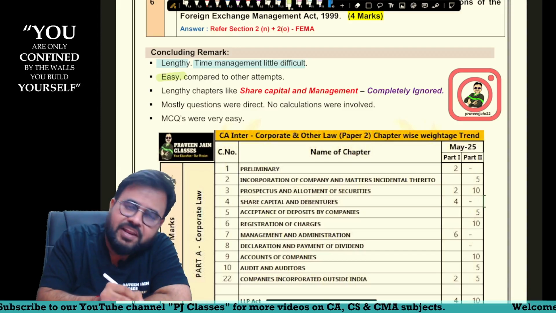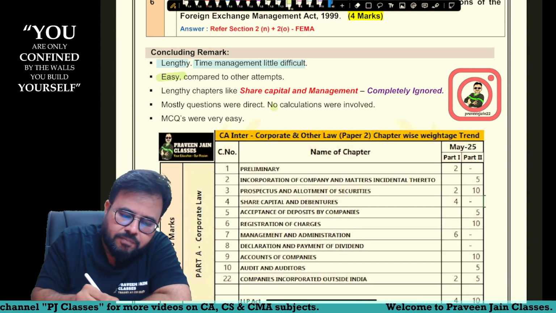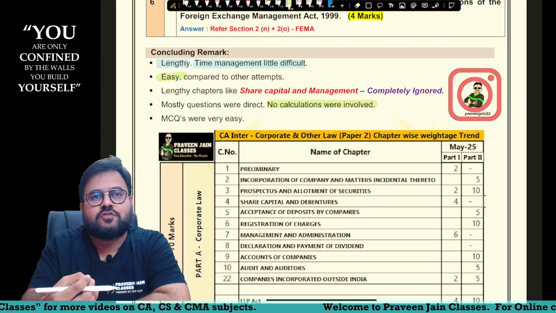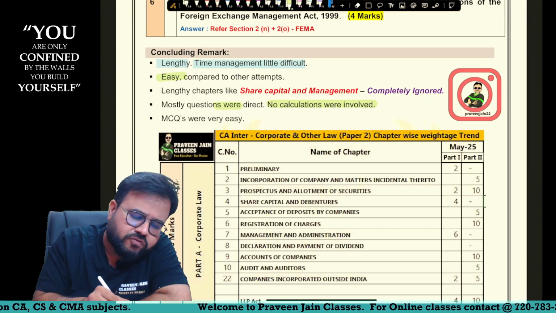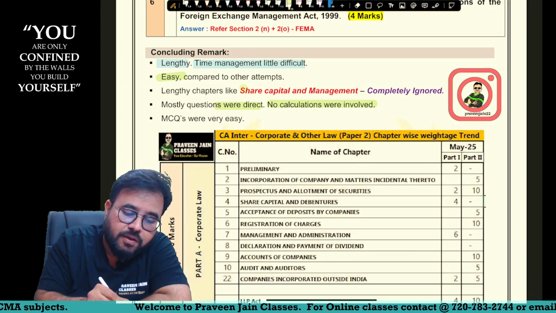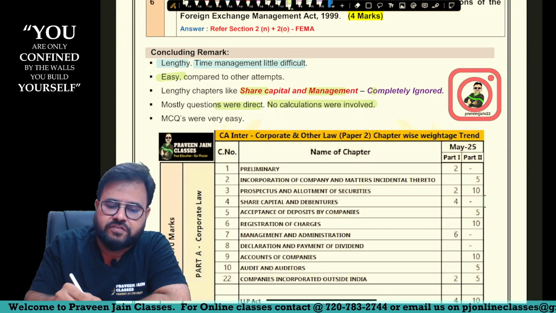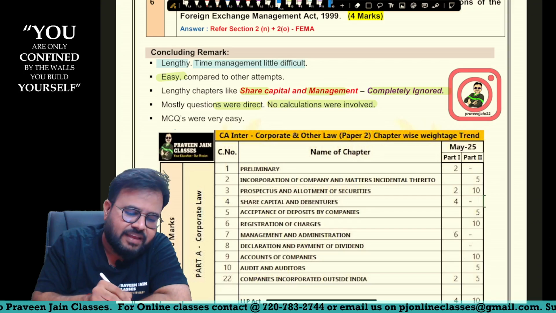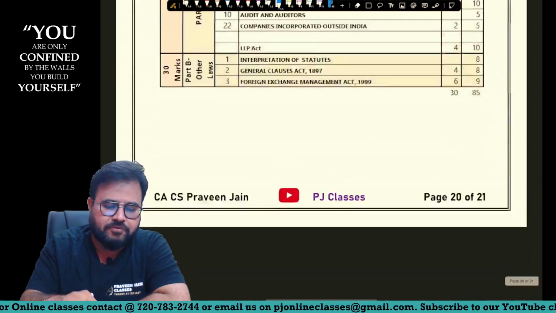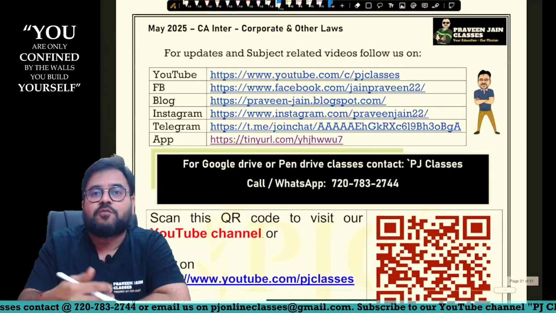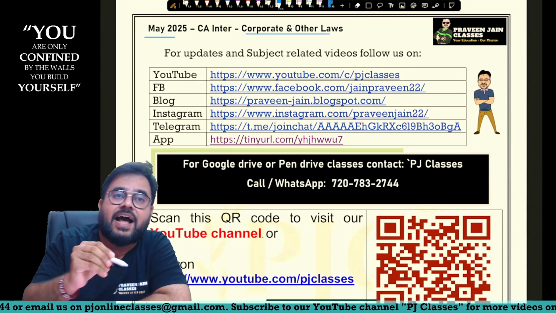Sir, the paper was very, very easy, sir. So I don't find any tricky questions, no calculations. Generally in a law paper, I do ask students to carry a calculator, sir. In this case, there are no calculations involved, sir. So obviously most of the questions are direct. Important chapters like share capital, important chapters like management, no theoretical questions were asked, they were completely ignored, sir. And can I say MCQs are really easy, you can easily complete them, sir. Very, very simple MCQs they were, sir. So that was the analysis of your CA Inter May 25 corporate and other laws papers, sir.